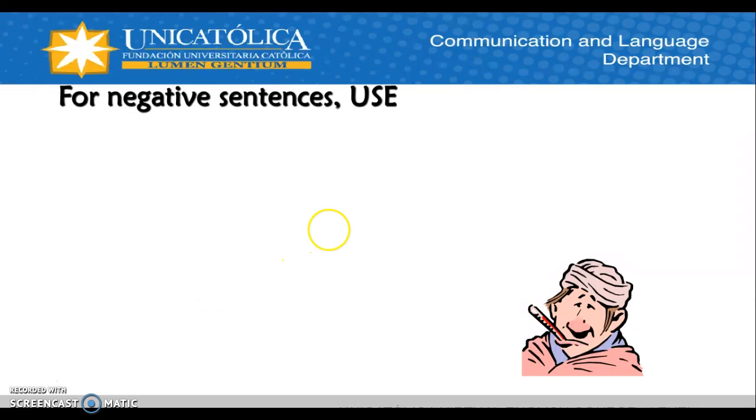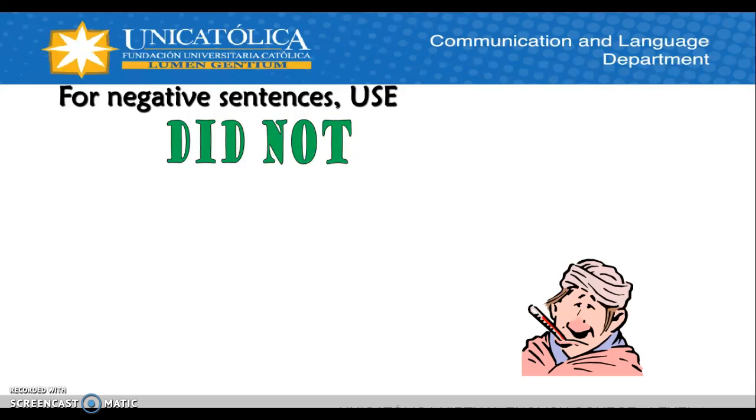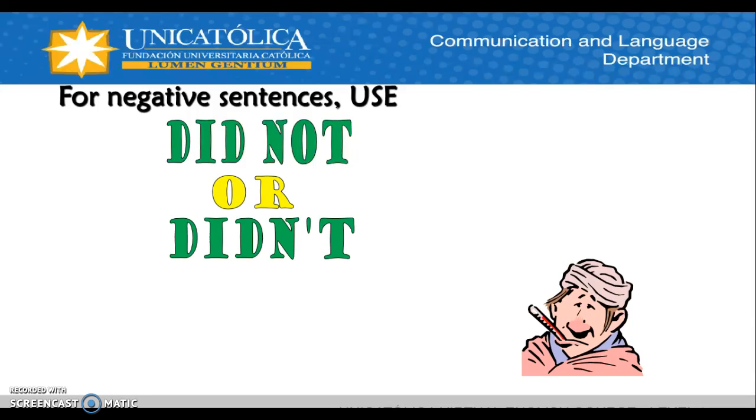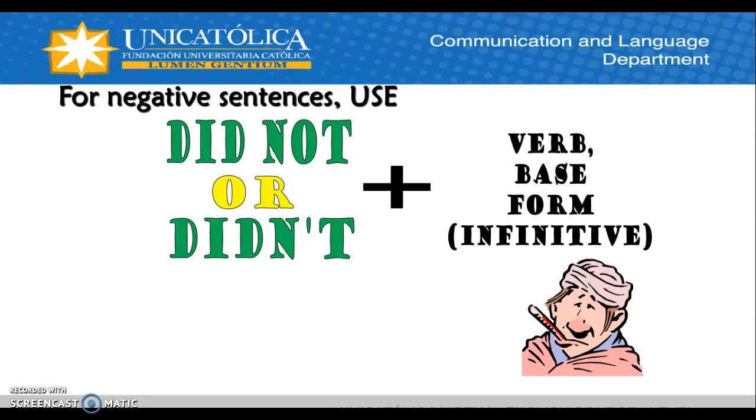Now, look at the picture. For negative sentences, use did not or didn't, plus the verb base form, infinitive. Look, that's the structure.